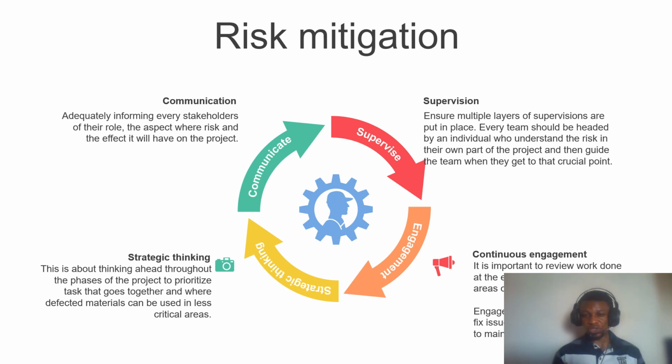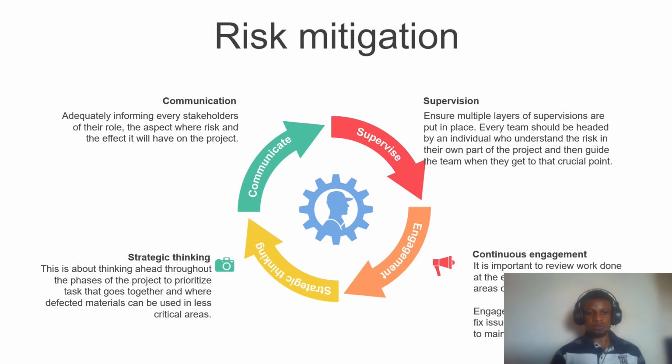On the aspect of supervision, now supervision is just a way of being able to even detect some of these risks in the first place. Ensure multiple layers of supervision are put in place. Every team should be headed by an individual who understands the risk in their own part of the project. And so, for instance, the electrical team is headed by an individual who understands that if anything goes wrong on the part of electricity, this can cause fires that can result in loss of life. And so they understand the nature of the risk that is attached to that end, and they are able to provide guidance to the entire team on how to mitigate against such risk.